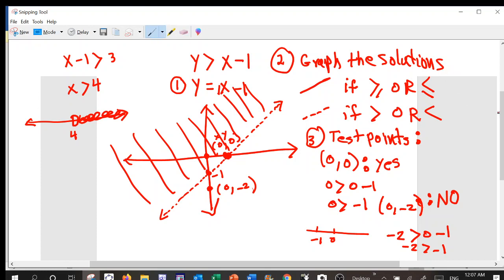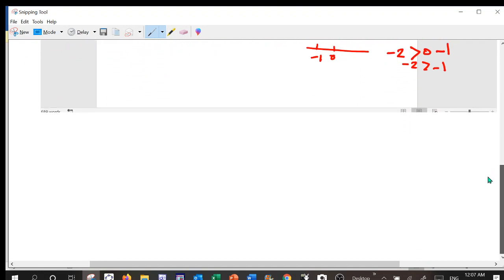Now what if we have two of them? What if we have two inequalities? Let's say somebody says I want y to be greater than x minus 1, and I want y to be less than or equal to, let's say, 2x, something like that, right? Now if we do this, then we have to do what we just did twice, and then look at where the regions that we like overlap.